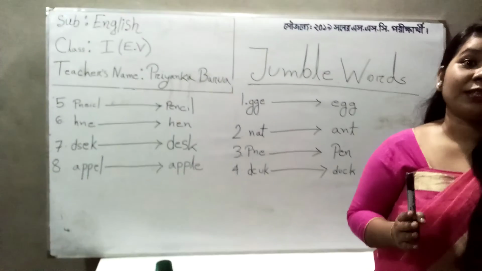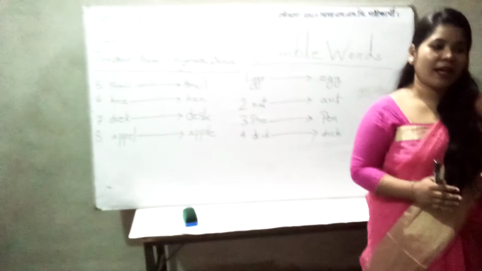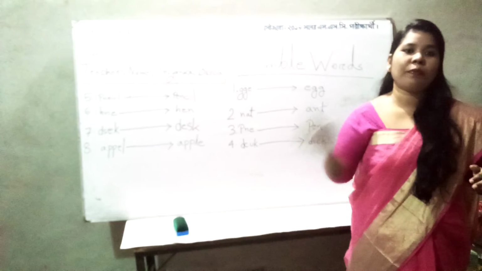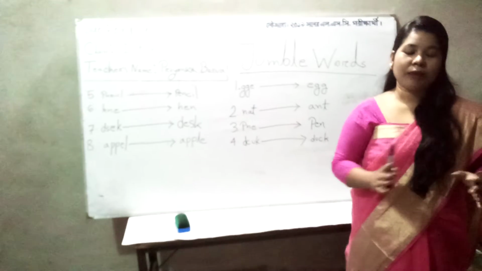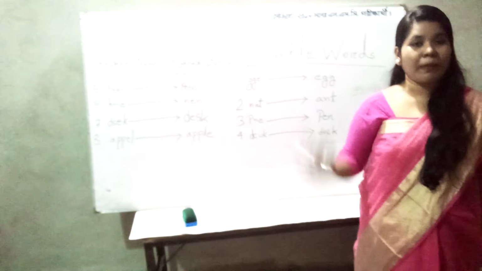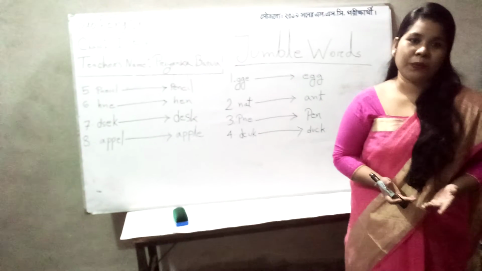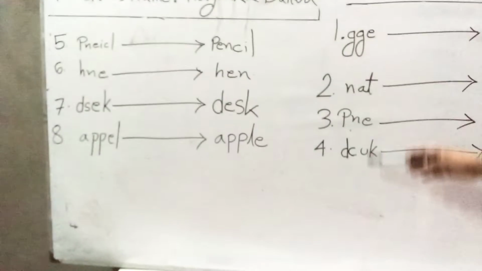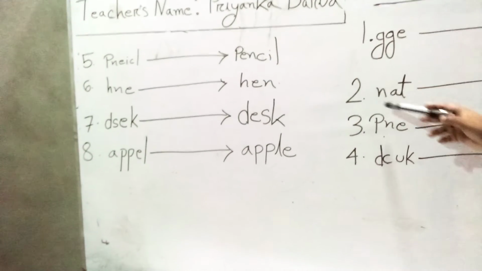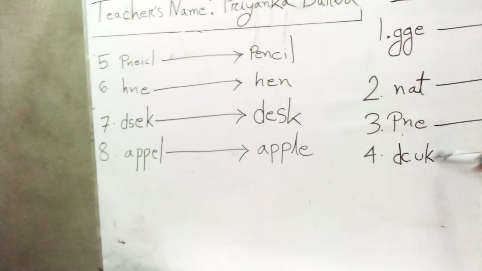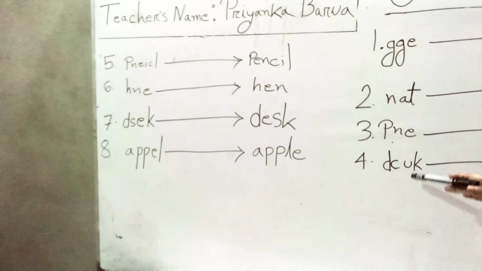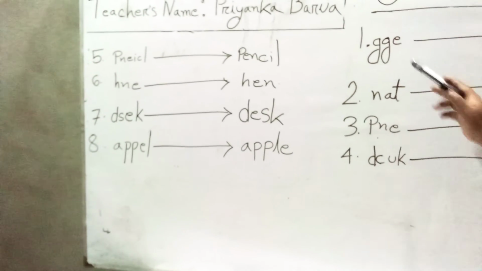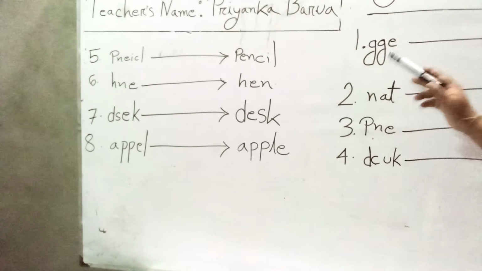Jumble words. What is jumble word? Jumble word means a word will be given where the alphabets are not placed orderly. So you have to rearrange the word. Okay. So see here, I have given some of the words. The words are not placed in the right way, but you have to arrange the words according to the formation of the alphabet or the letters.